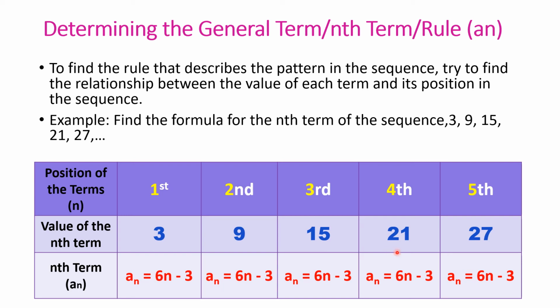Paano naman kay fourth term? 6 times 4, that is 24. Minus 3, kaya naging 21 ang value ng fourth term. So, applicable pa rin yung ating formula kay fourth term. I-try natin kay fifth term. So, 6 times 5, that is 30. Minus 3, kaya naging 27 ang value ng fifth term.